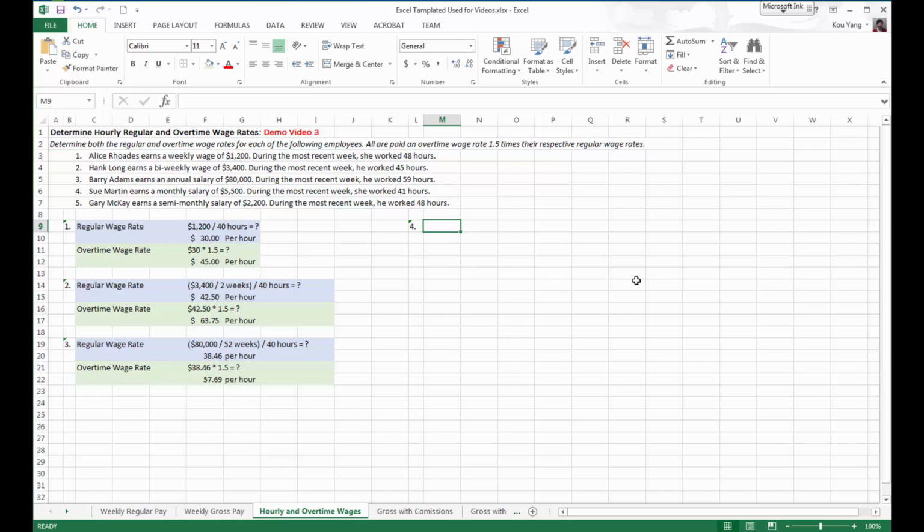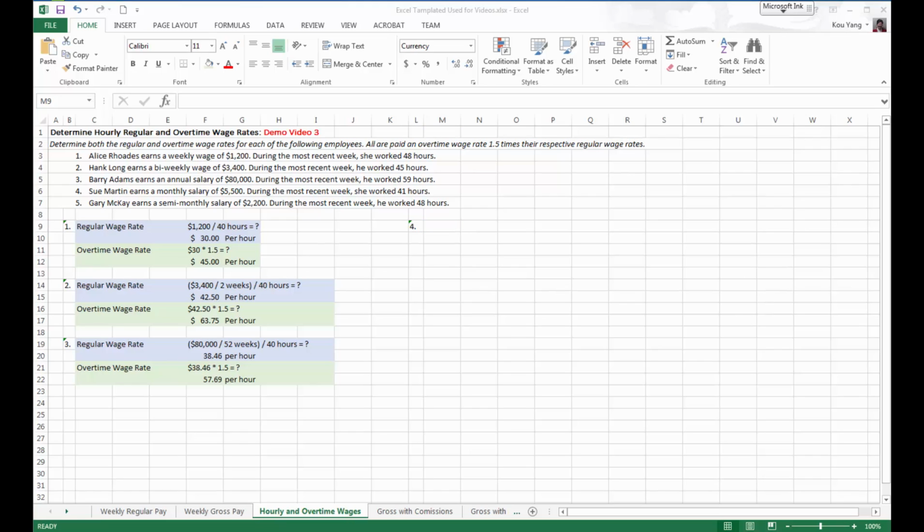Certainly, because we can't just take that monthly salary and divide it by 4 weeks or divide it by 40 hours. It just isn't consistent. So we're going to go ahead and do this.